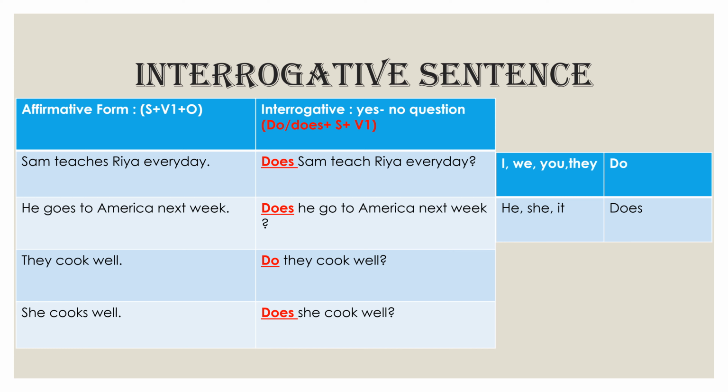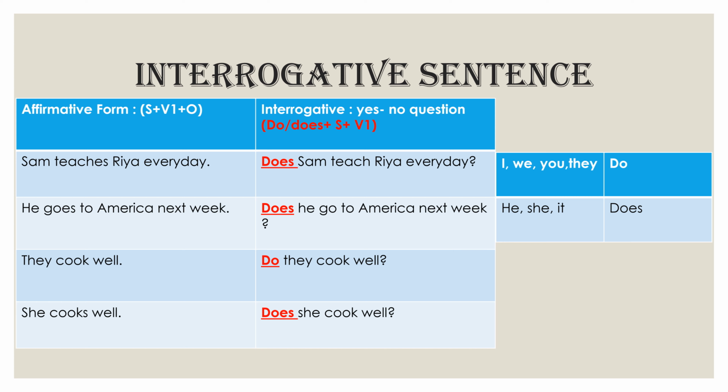Sam teaches Ria every day. So how do we convert this positive sentence into a yes or no question in simple present tense? Does Sam teach Ria every day? As I told you already, we do not add s or es with the main verb in interrogative sentence because we already added es to the auxiliary verb do and made does. So, in order to change affirmative or positive statement into a question, the auxiliary verb does is put before the subject Sam and question mark is put at the end.